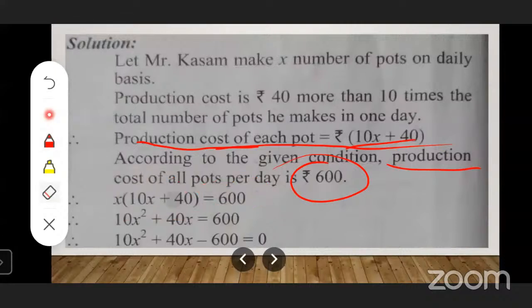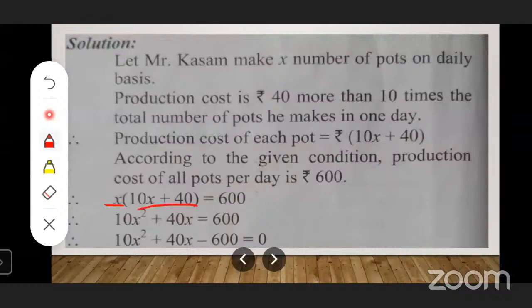See students, try to understand this sum. How many total pots are there? X are made on a daily basis. What is the cost of each pot? 10X plus 40. So what will be the total cost of all pots he makes every day?